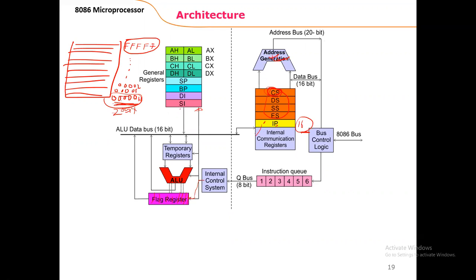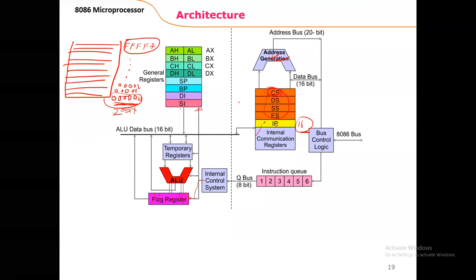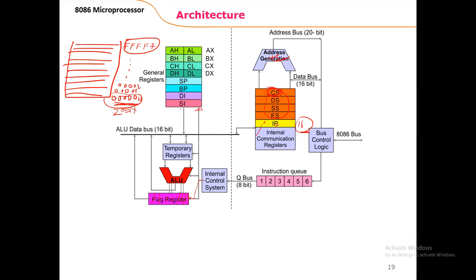So this is the address generator, and our segment registers are 4: code segment, data segment, stack segment, and extra segment. And this is the IP, the instruction pointer, which creates the next instruction location. This is the internal communication register. This is the bus control logic, which controls our data bus, address bus, and control bus. And this is the instruction queue.